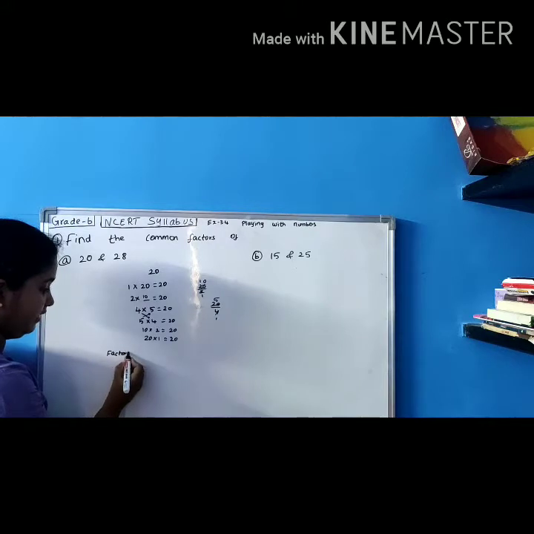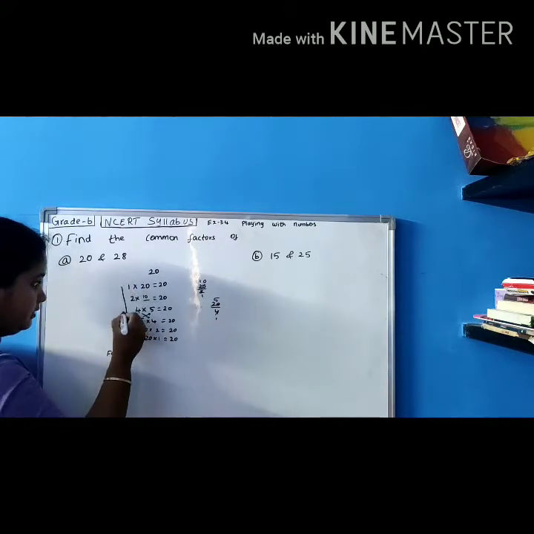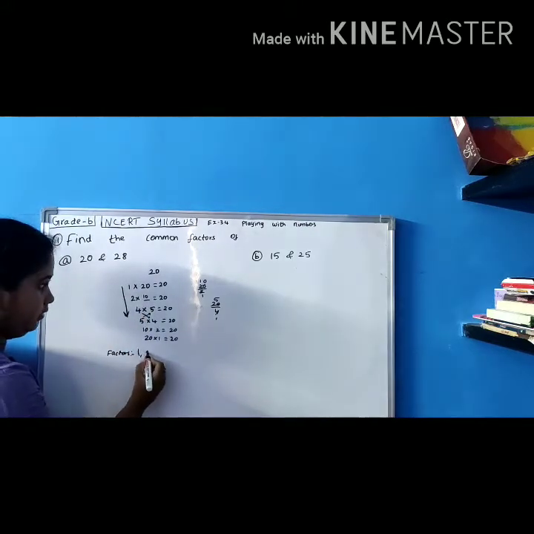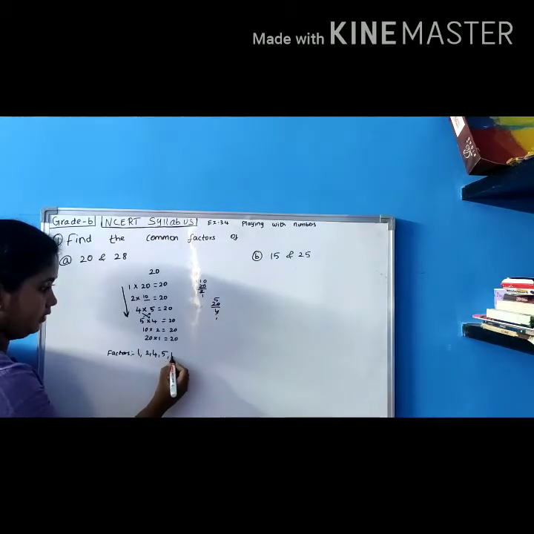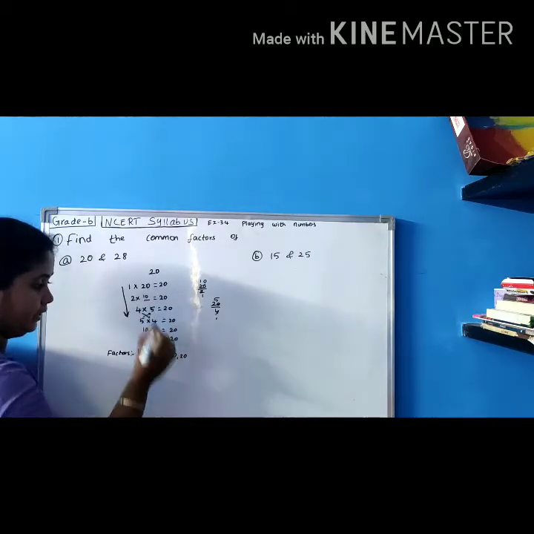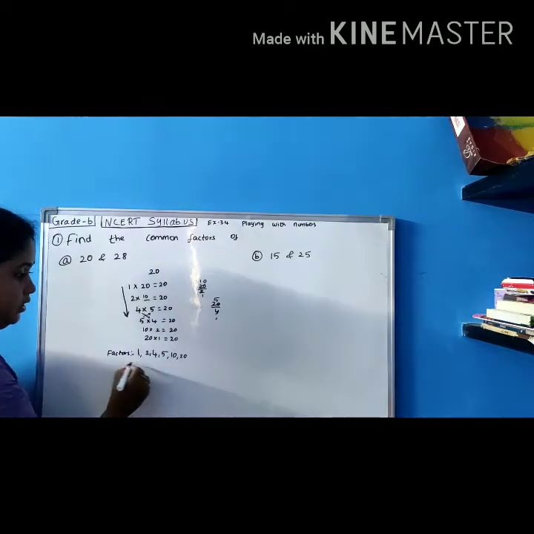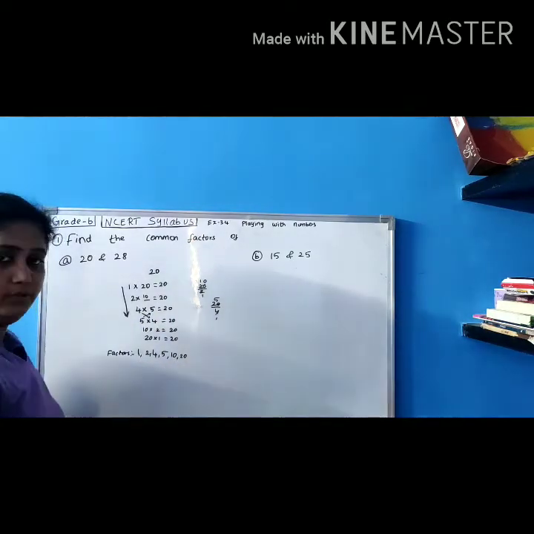Now see the factors. How to write the factors: write like this. 1, 2, 4, 5, 10, 20. Again 1, 2, 4, 5, already I wrote, so don't write again. 10, 20, already I wrote. So these are all the factors of 20.